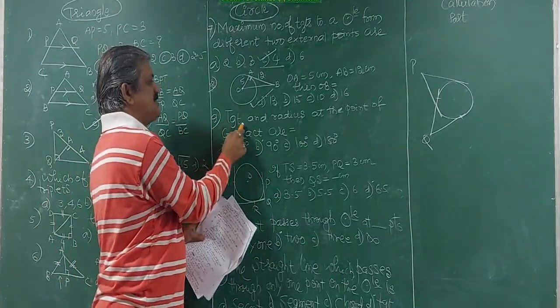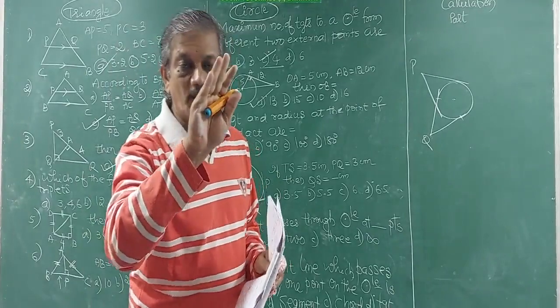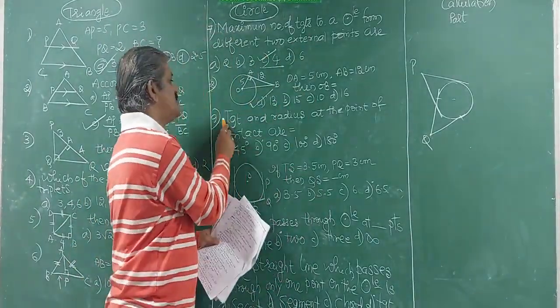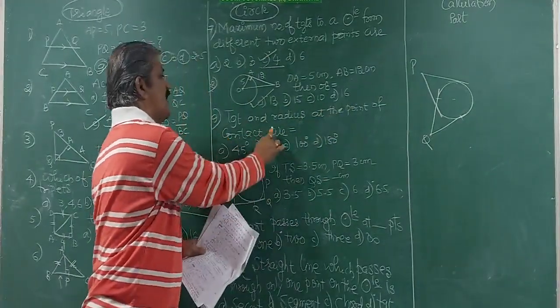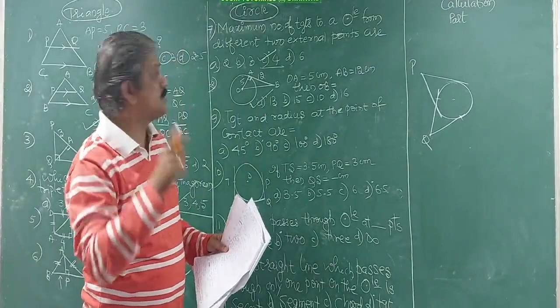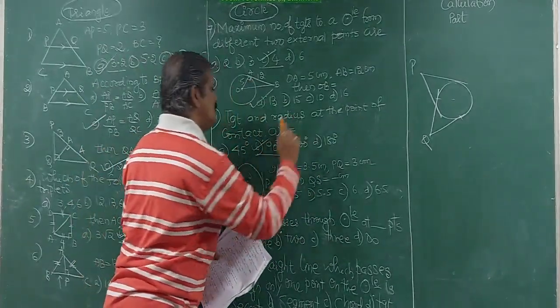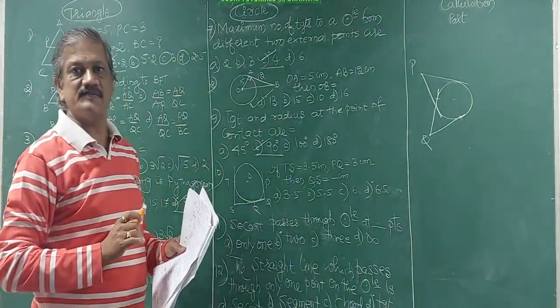Next, TGT. I have written here short form. In the exam, there will be no short form. There will be full spelling. TGT means tangent. And radius at the point of contact are. How are they to each other? They are nothing but 90 degree. It is the answer. It does not require any calculation part. Next.